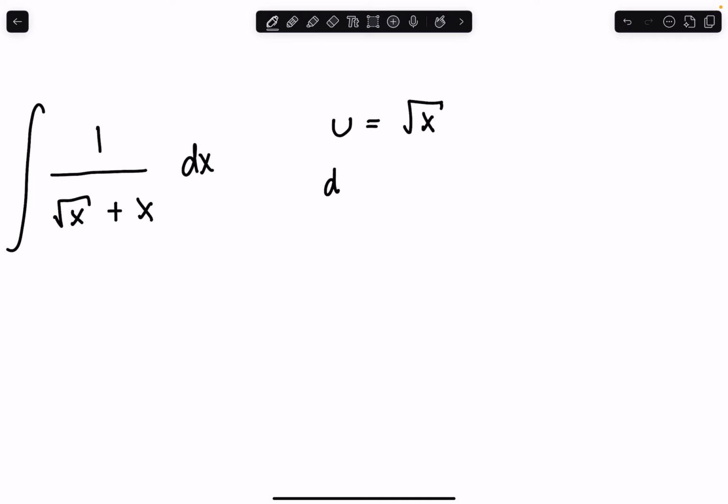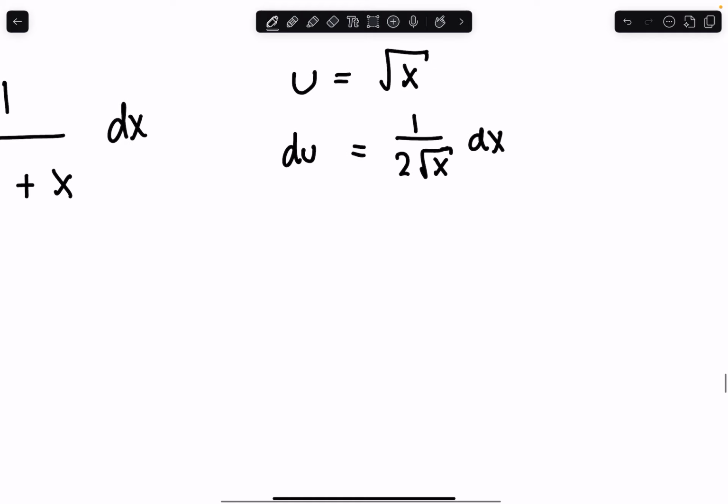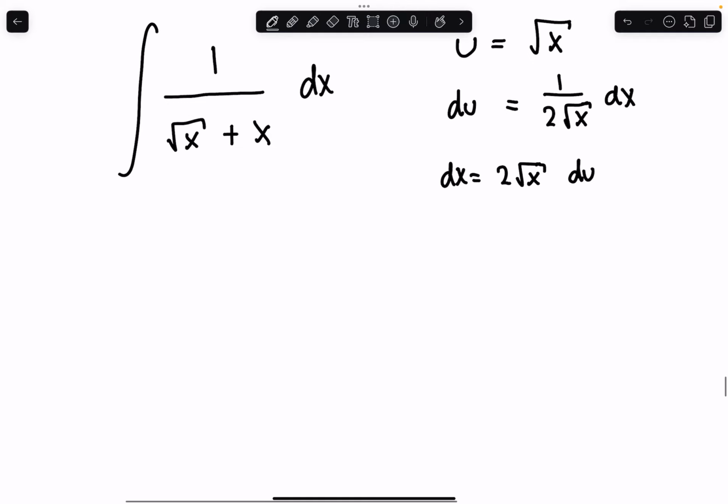We take the derivative of this, we get du is 1 over 2 times the square root of x dx. We can then rearrange this to solve for dx, and we get that dx is equal to 2 times the square root of x du. We can now take this and substitute it in where dx used to be.